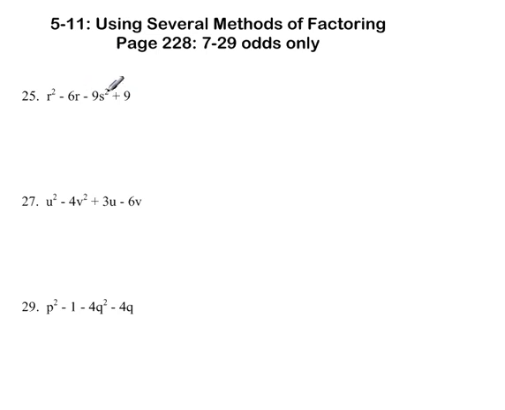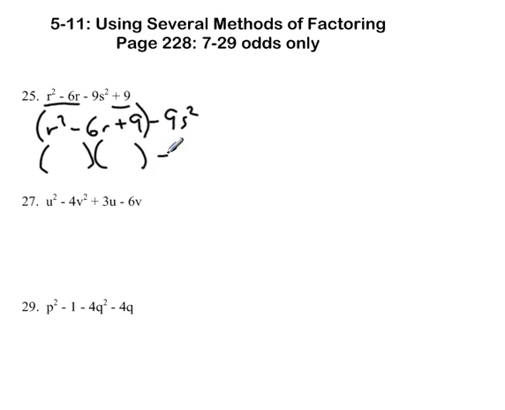Now the trick to this is to identify the trinomial. The r squared and 6r plus 9 is a trinomial, so I'm going to reorder these. R squared minus 6r plus 9. I'm going to put the minus 9s squared on the end, since that's a negative value. So I have a combination of two things. I've got a trinomial that I can factor, and that means turning it into two parentheses. And this minus 9s squared is going to create a difference of two squares problem.